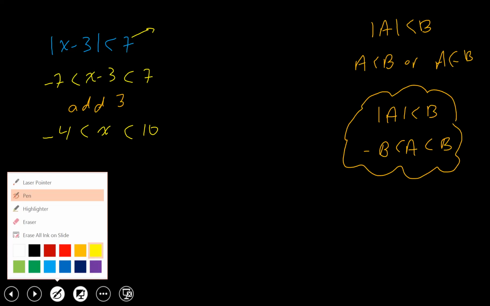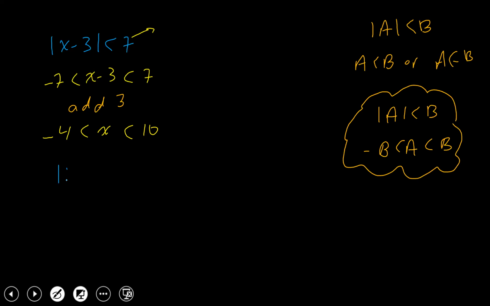What about the next one? Absolute value of 1 minus X is less than 5. The same way, we put 1 minus X in the middle, 5 and minus 5 on both sides. Now we want to get rid of 1 here. 1 is positive. We get rid of 1 by subtracting, not adding. We subtract 1, opposite to it. So we put minus 1 on all sides.